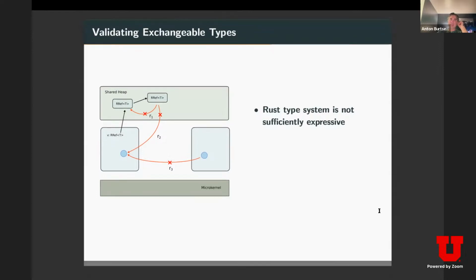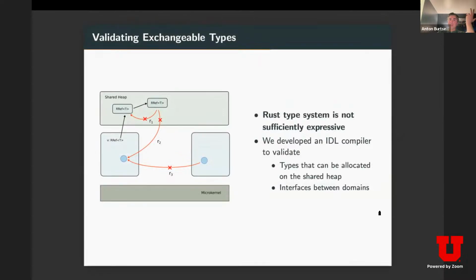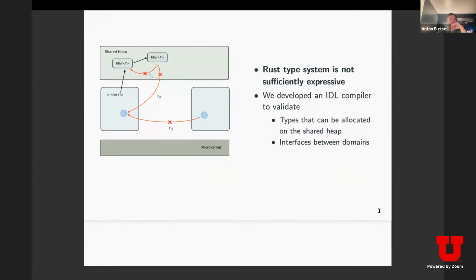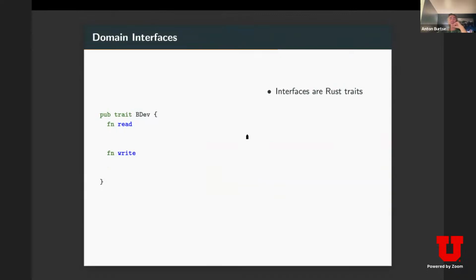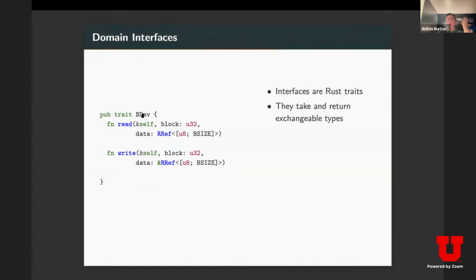So what we do instead is create, again, an interface definition language compiler, which validates that types that can be allocated on the heap follow the rules of exchangeable types, right? It's a little hard to explain, so here's an example. Imagine we have a trait, which is an interface of a block device, which in Rust implements an interface. We say those interfaces can take and return exchangeable types. So types like u32, RRefs, that's fine.